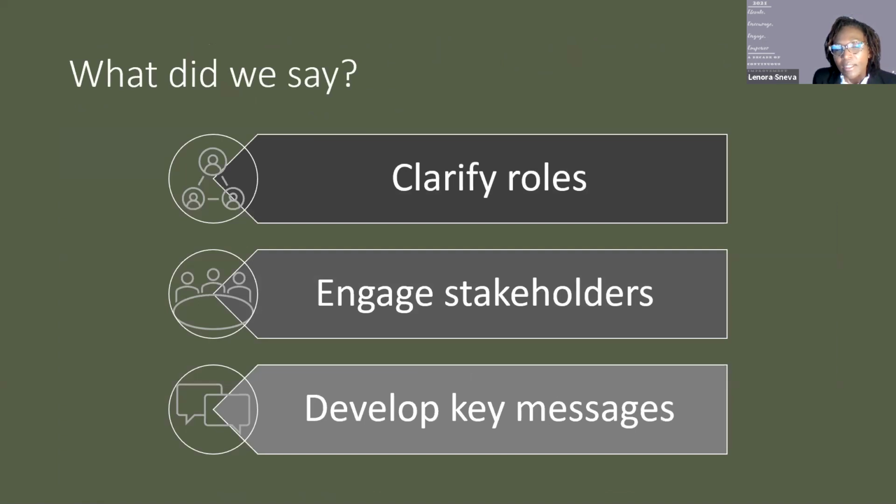Okay, so starting again, starting a new project needs role clarification, who will do what, understanding who's impacted, meeting with stakeholders, involving stakeholders to develop key messages, and rolling out your communication plan.